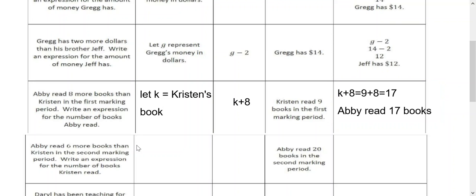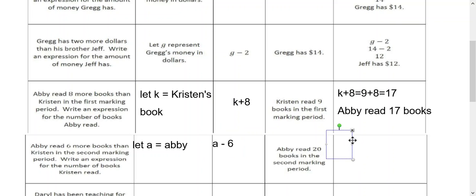Abby read 6 more books than Kristen in the second marking period. Write an expression for the number of books Kristen read, okay? So again, we need to define our variable, so let, and this time we know what Abby has read, but not Kristen, so let A equal Abby. So now we think, what is going to be our equation? Well, 6 more books than Kristen, so that means Abby minus 6 is going to be our equation because Abby reads more books.